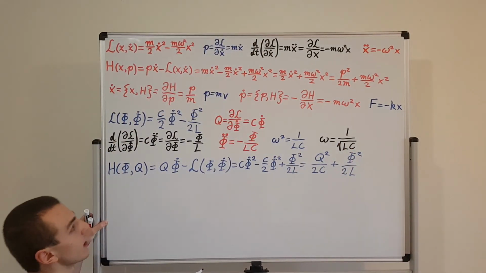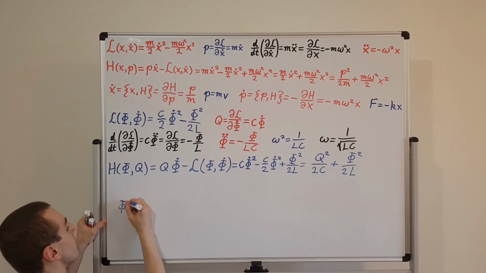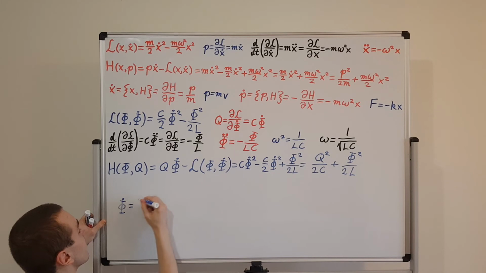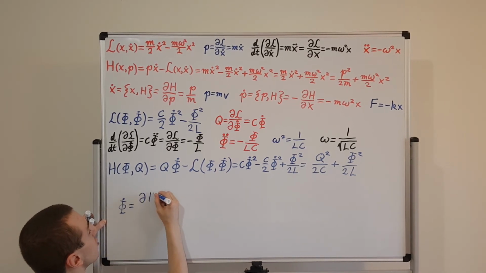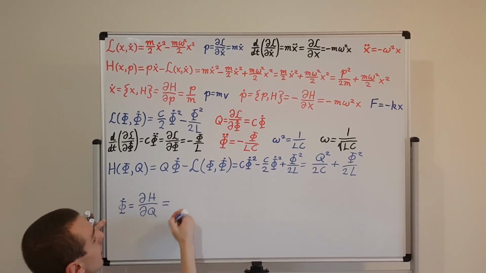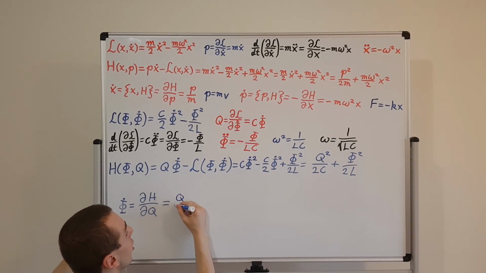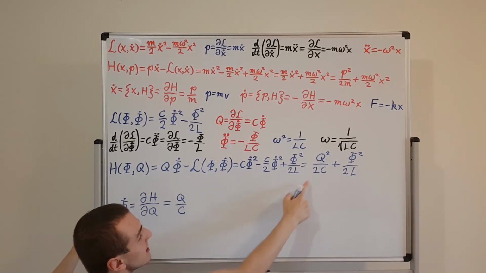And finally, we can use Hamilton's equations. And we can find what the time derivative of the flux is. The time derivative of the flux is given by the partial derivative of the Hamiltonian with respect to the charge. This is playing the role of the momentum. That's what we have up here. And all we have to do is differentiate this guy, and that's going to give us Q over C. That's what we have from this equation.